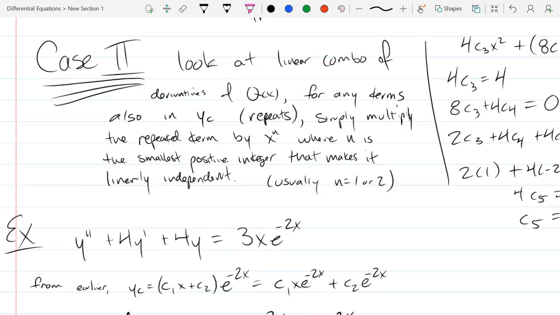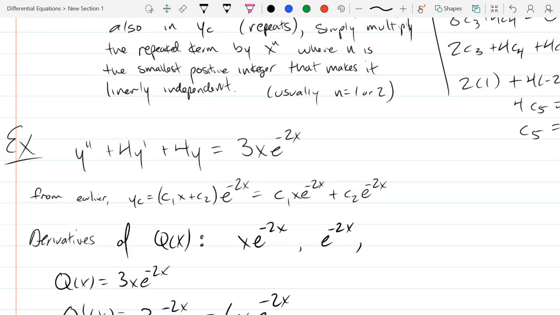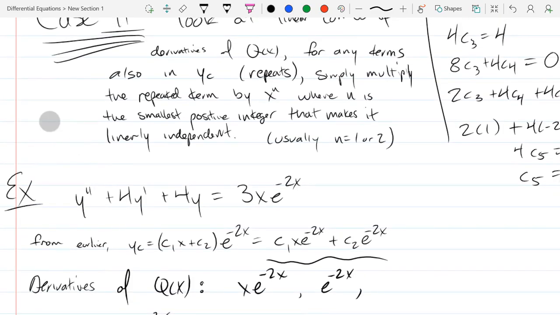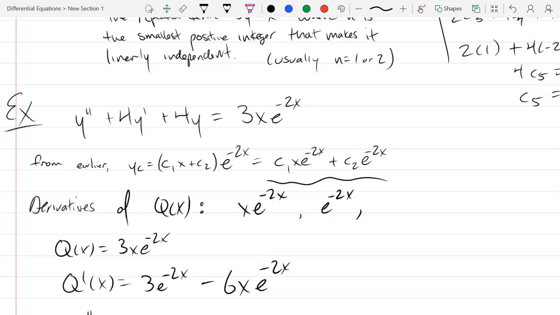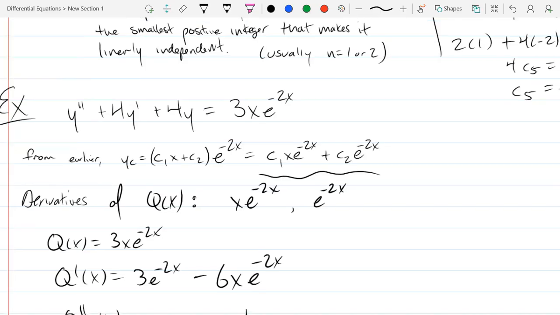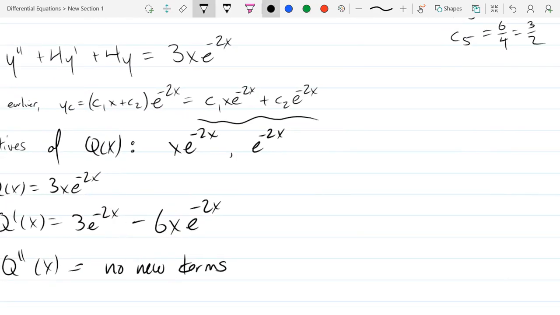All right, so we just got those two terms. The only thing we have to worry about here, the derivatives of q of x are repeats. What is being repeated? Unfortunately, they're both being repeated. So what does this algorithm say? Multiply repeated term by x to the n, where n is a high enough power so that you get linear independence. So we'll multiply them by x, see if they're independent, multiply them by x to the first, x to the second, x to the third.